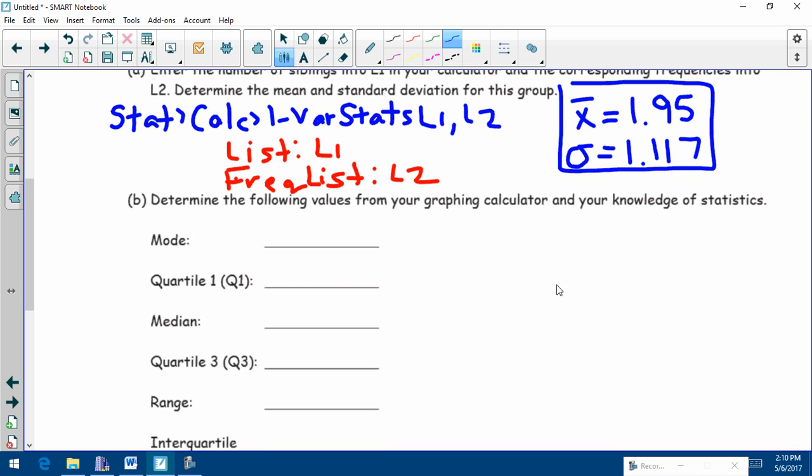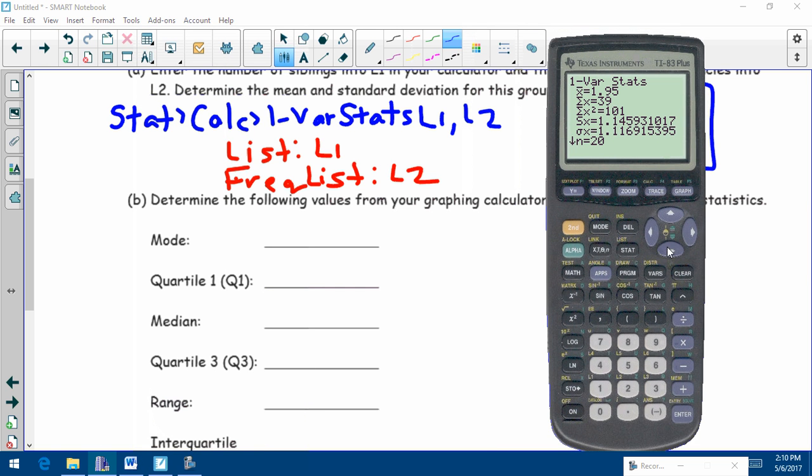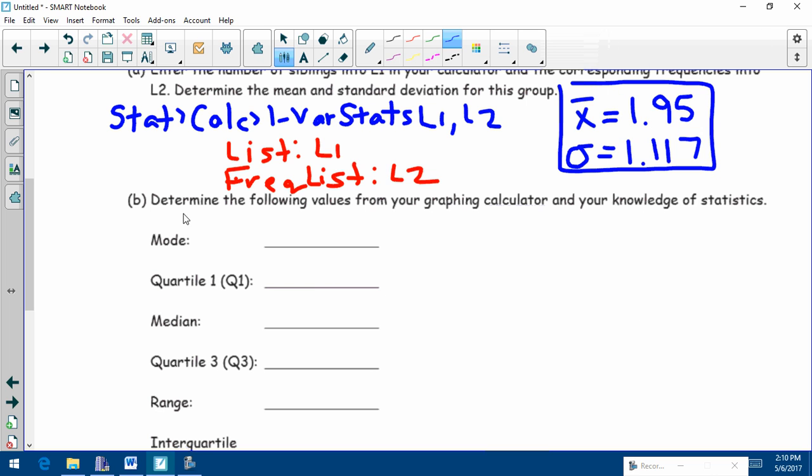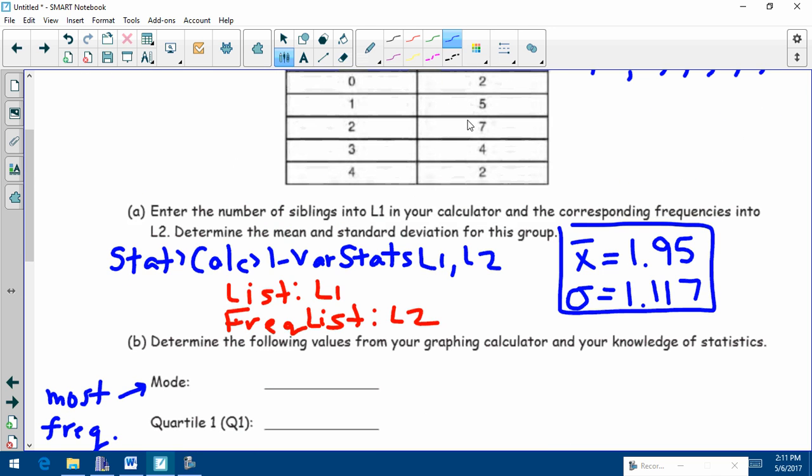Now I said there are other statistical measures you can find in that 1 variable stats as well. If you scroll down, you see we've got min, Q1, median, Q3, max. There's no mode. Mode, remember what mode means? What word do you think of when you hear mode? You should think of most, the one that occurs most frequently. Looking at this list of data, which one occurred most frequently? 2 siblings. So the mode is 2, not 7. 2 is the number that was responded.